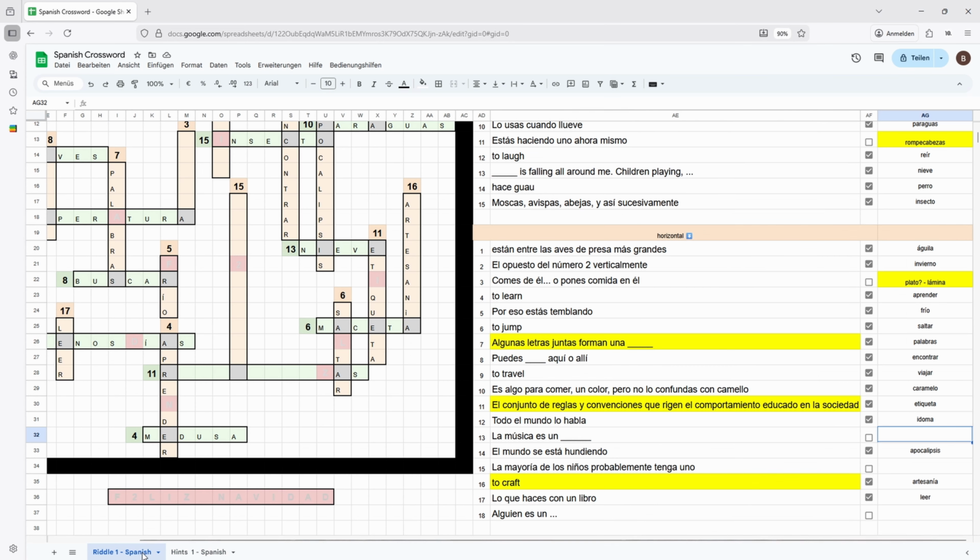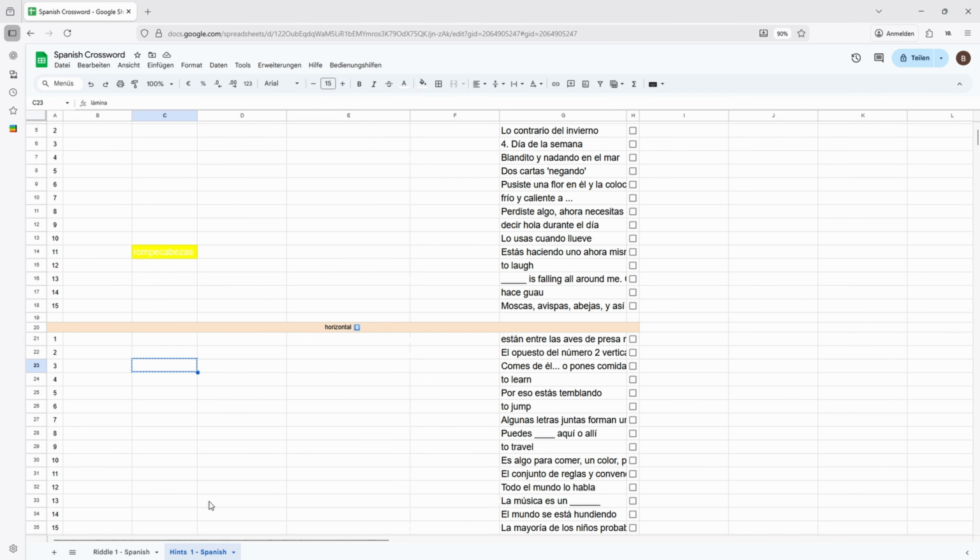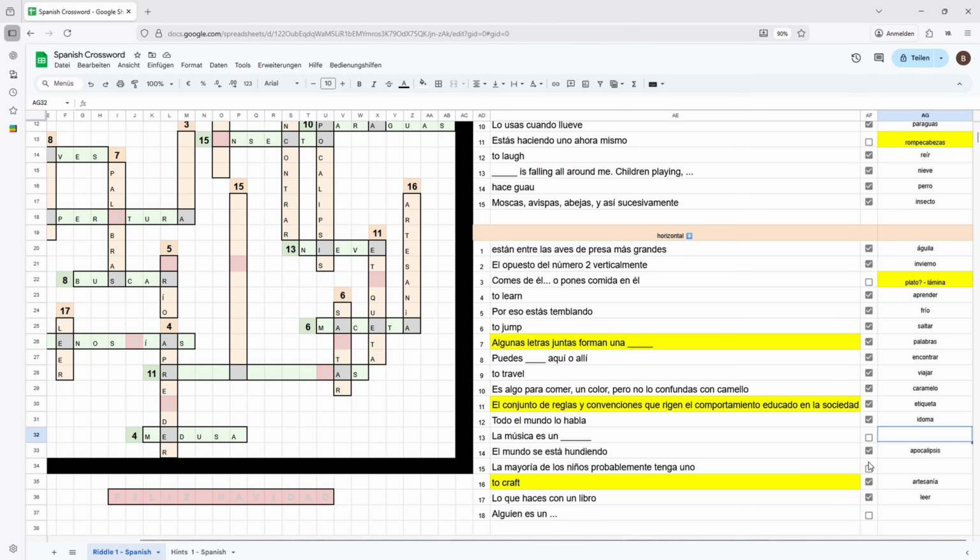We're going again for the hint. 13. Music is a recording. Okay, a recording. How should I know that? So for the sentence, to finish the sentence, it doesn't make sense, well, for me at least. So, la música es una recording. Recording in Spanish, I think it was something like grabación or something like it.